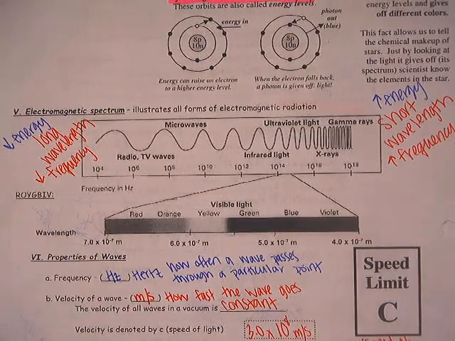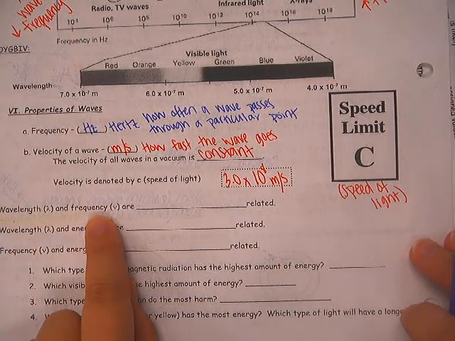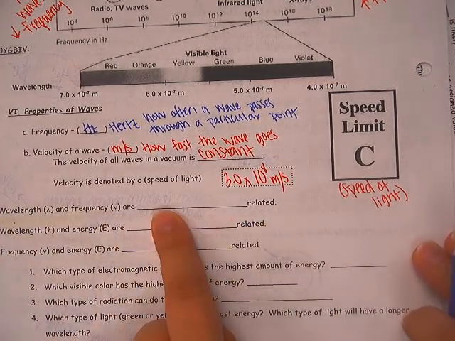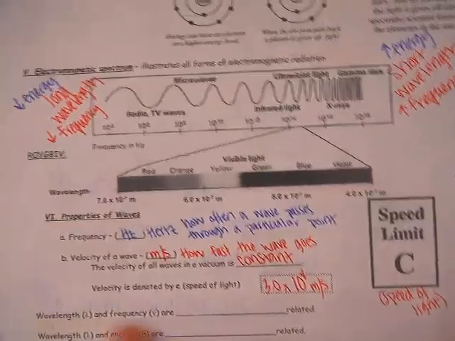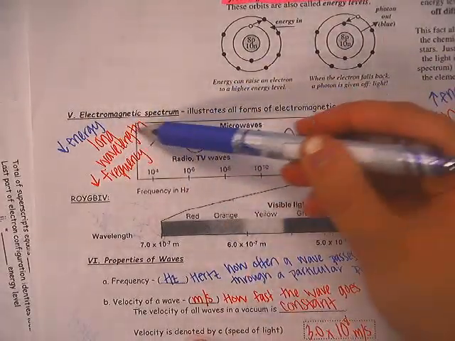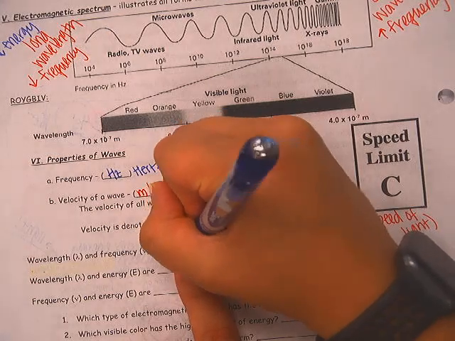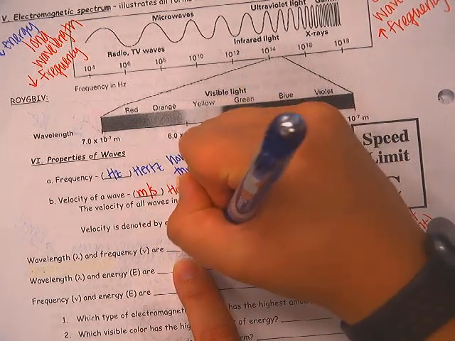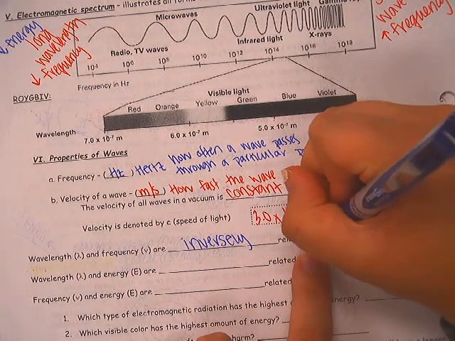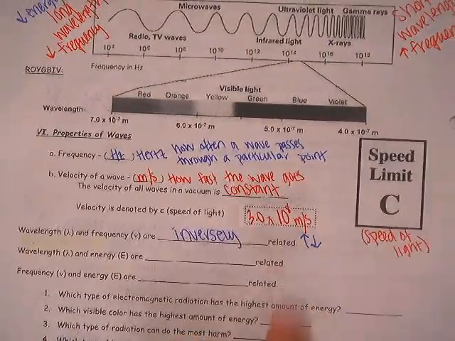So with this, we can kind of put these relationships into words at the bottom. So wavelength and frequency are blank related. So we're either going to call them directly related or inversely related. So as wavelength increases, so if we have a long wavelength, we have a short frequency. So they are inversely related. What that means is that as one goes up, the other goes down, and vice versa.